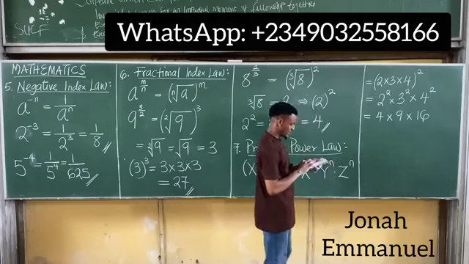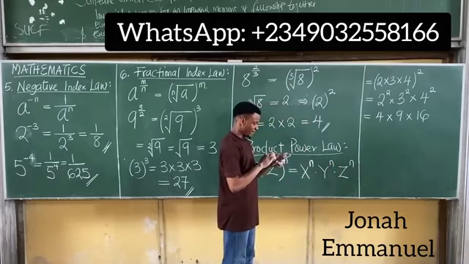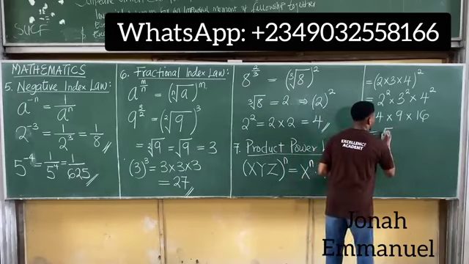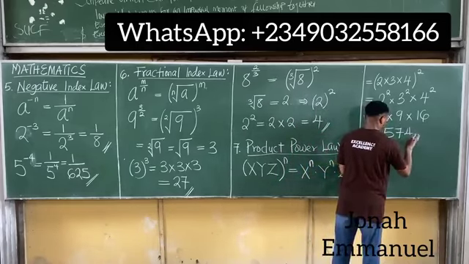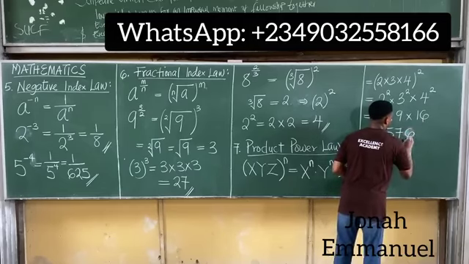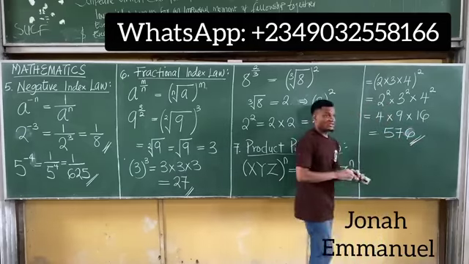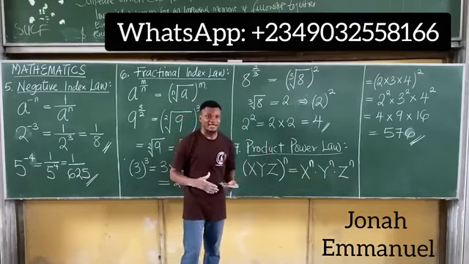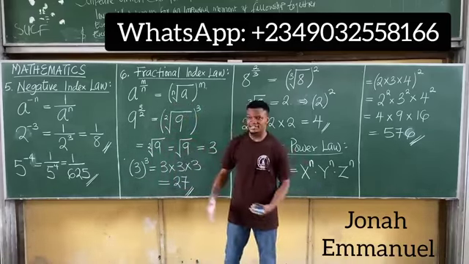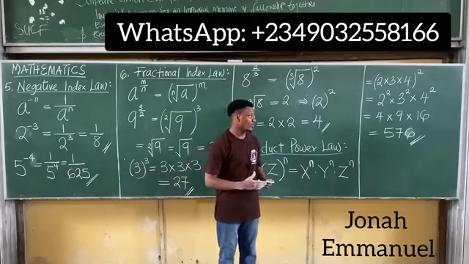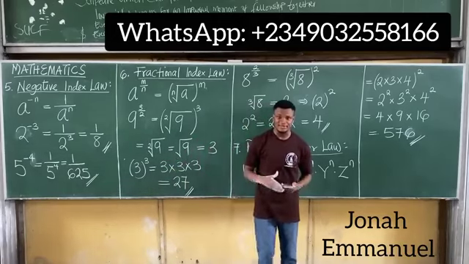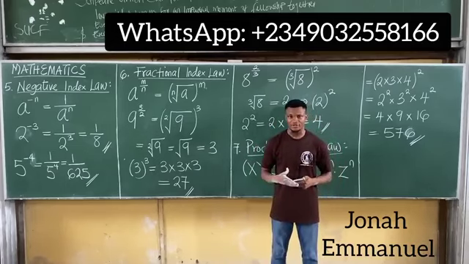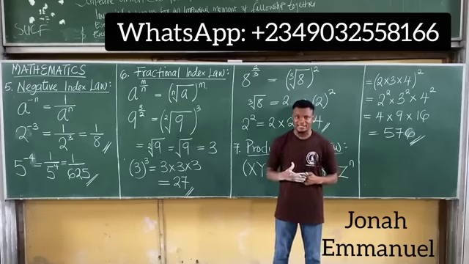So now I have 4 times 9 times 16. If I punch that, 4 times 9 times 16 gives you 576. So I'm having 576 as my answer. All right. So these are the 7 basic laws of indices. In the next class, we'll look at how to combine these 7 laws to solve problems involving indices and also indicial equations. All right. So see you in the next class.